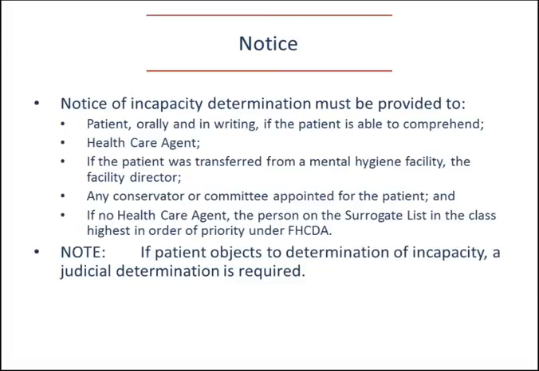Now, if a patient objects to the determination of incapacity, a court order is going to be required. A judicial determination must be obtained in that instance, because the courts in New York take the view, and the law of New York is that the court is the ultimate arbiter of whether or not a person has capacity to make decisions for him or herself with respect to medical care.